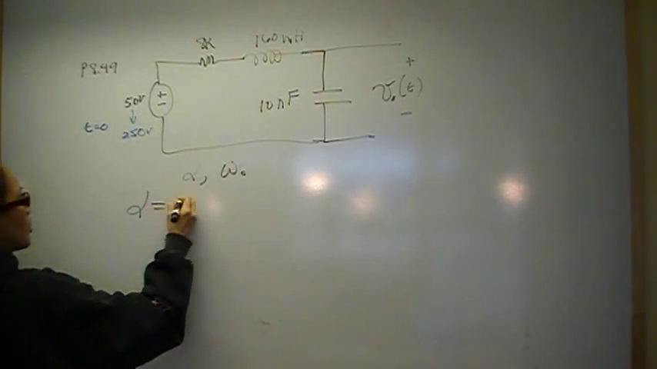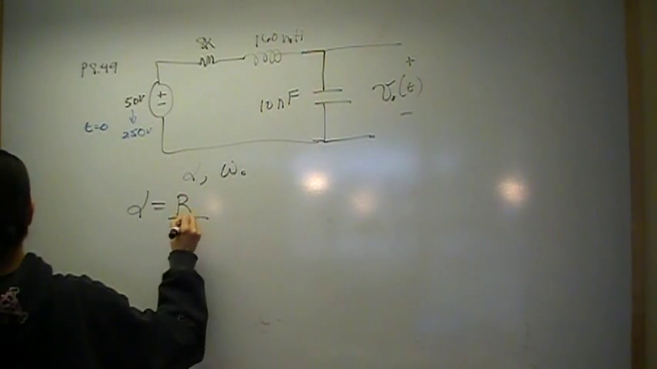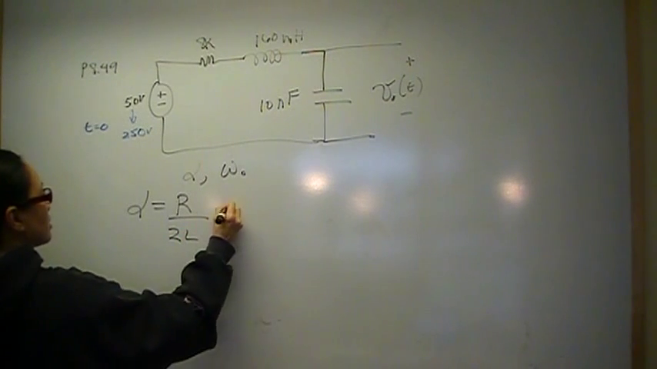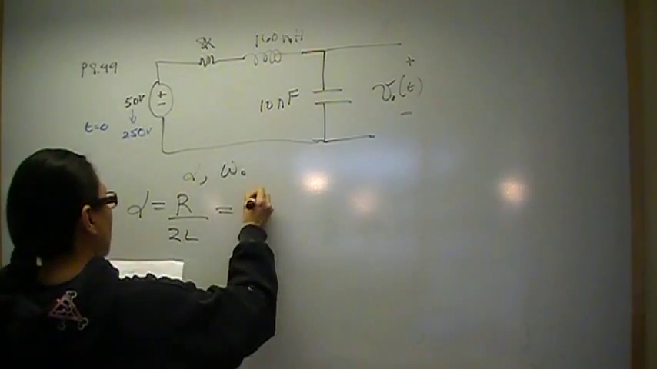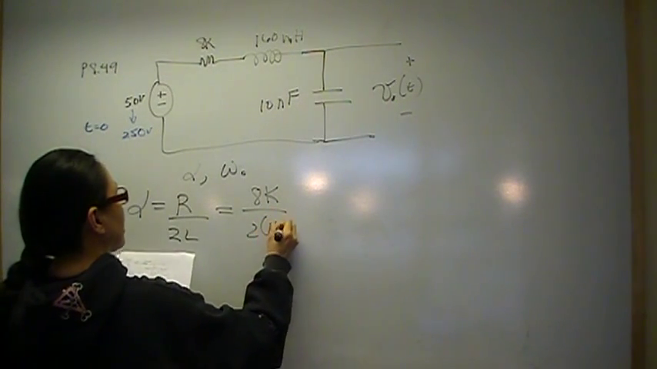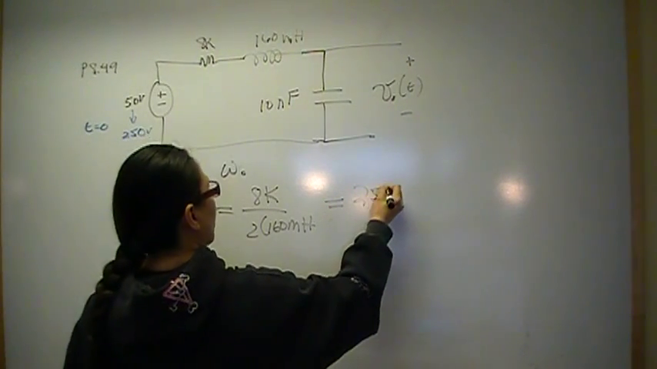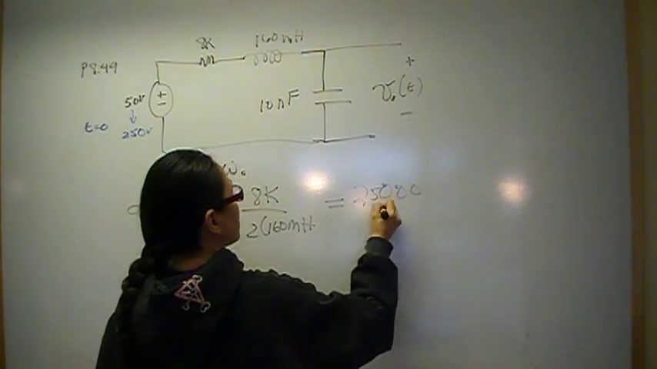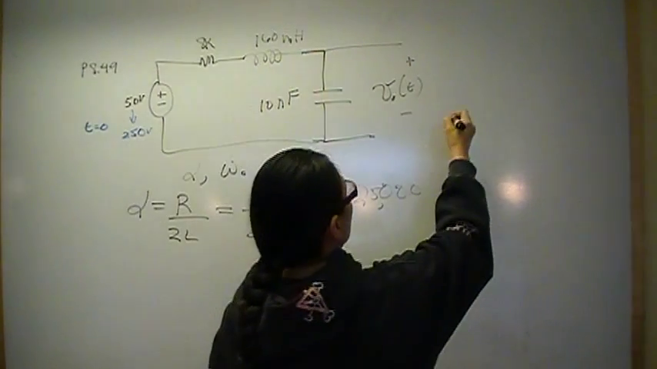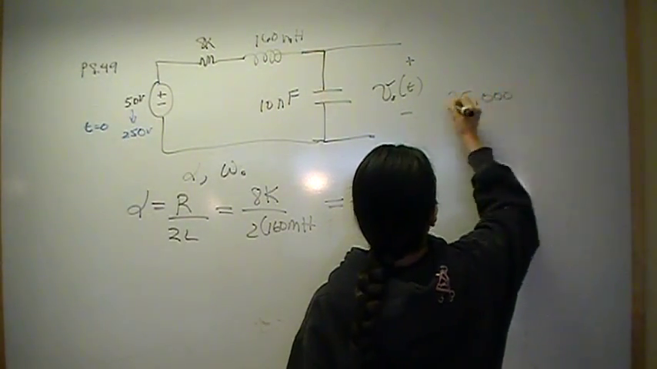Alpha, for a series connected circuit, is R over 2L. So that's going to be 8K over 2 times 160 millihenries. And when you do that math, you will come up with alpha is 25,000. We're going to park that value here because we need it later. So 25,000 is alpha.